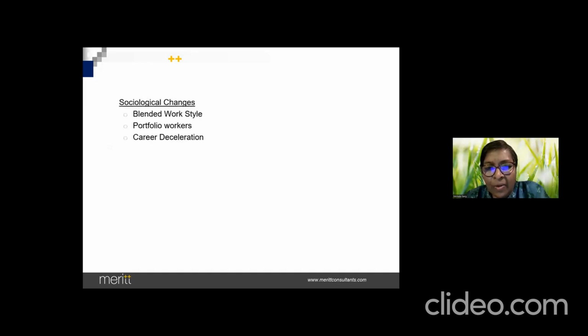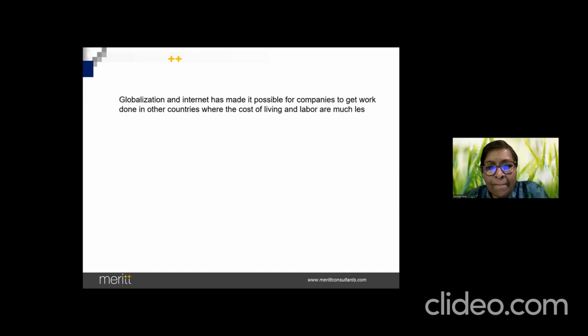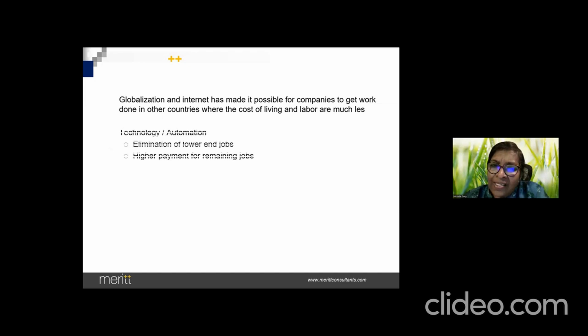Okay. So these are some of the economic changes we talked about. Globalization. What kind of an impact do you think globalization and automation and technology have on compensation? Anybody? Do you think technology and globalization have actually revolutionized the way organizations are performing? Do you think the business has become a global village?